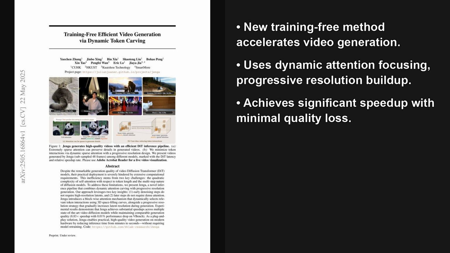As we've seen from those user studies and the earlier metrics, Jenga really offers a compelling way to generate videos much more efficiently without a major hit to quality. The key ideas of attention carving and progressive resolution are clearly very effective. This kind of work is crucial for making advanced video generation practical for more applications and users.